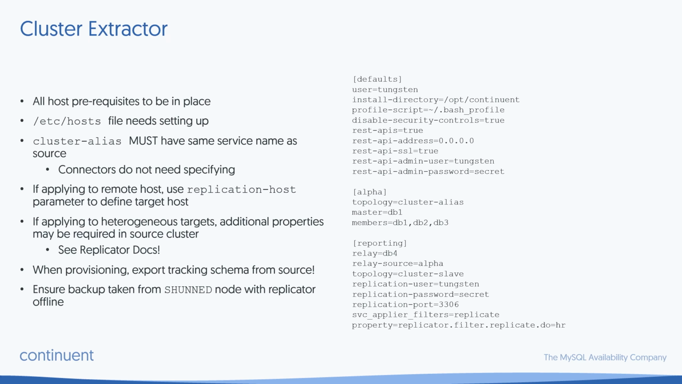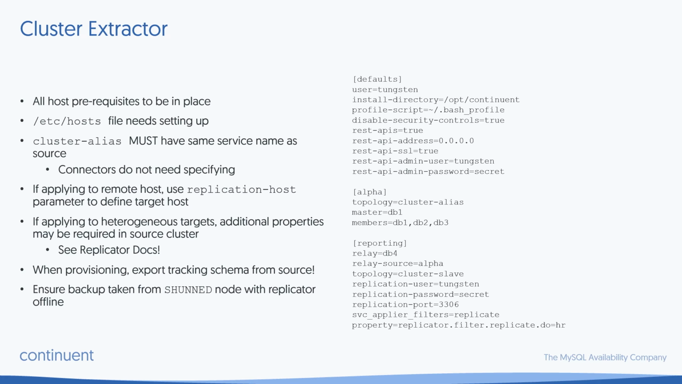You then define the properties for the Cluster-Extractor. I'm calling mine here in this example reporting. The relay is the host that we're installing the replicator on. The relay source, so where do we source our THL from? That then points to alpha, which is the cluster alias above. We have the topology, which is a cluster slave, the replication user password and ports for writing into the target database. And then we have, in my case here, I'm enabling some filters. So I'm enabling the replicate filter, and I'm saying only replicate the HR schema. So this would be an example of, for example, if my source cluster had multiple different schemas, but for my offboard extractor, I only want to replicate HR, therefore I'll just replicate HR.